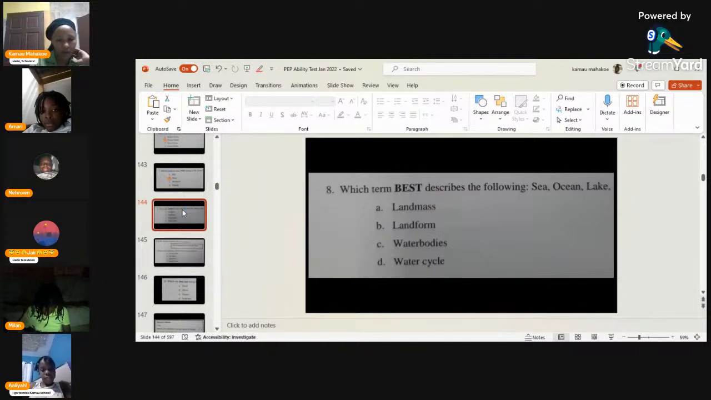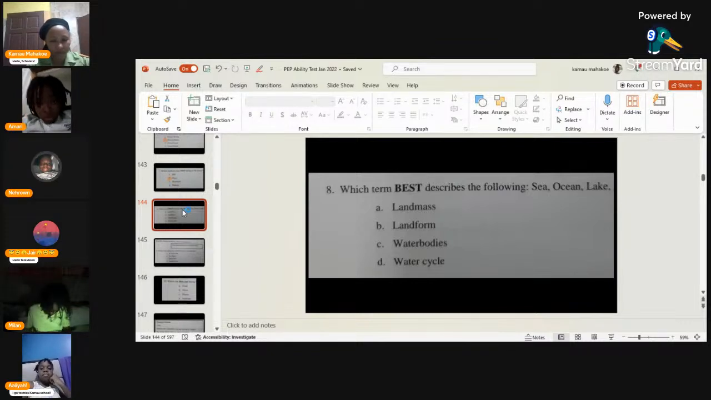Which terms best describe the following sea, ocean, lake? A. Landmass. B. Landform. C. Wa- wa- Water bodies. water bodies. D. Water. E. Cycle. Cycle. Question Again. number eight. Wait, describe the following ocean. A. Landmass. Water body. Water cycle.